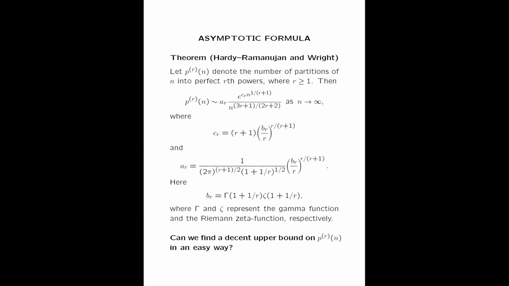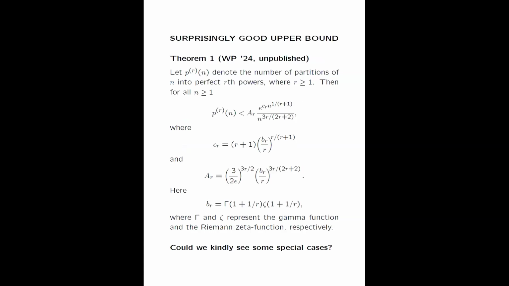And since I worked on an upper bound for P of n, I thought, let's see what I can do with P super R of n. But it has to be in an easy way. That's my rule. Otherwise, I'm not interested. Unless I can get an exact formula, which doesn't exist, then I would be interested.